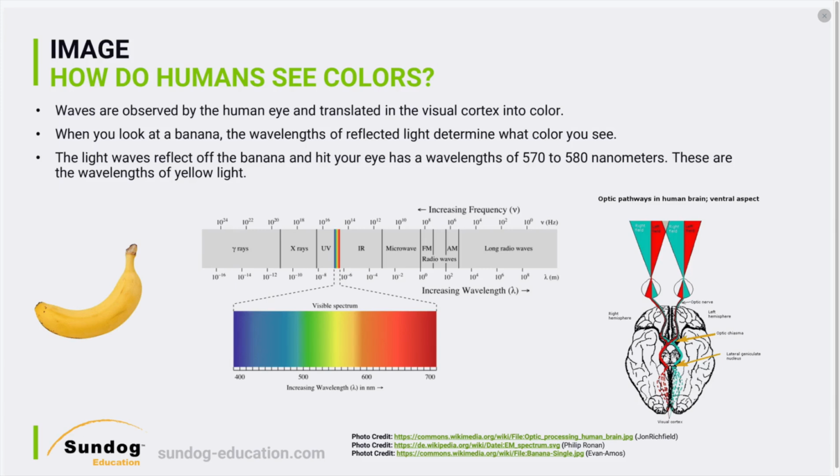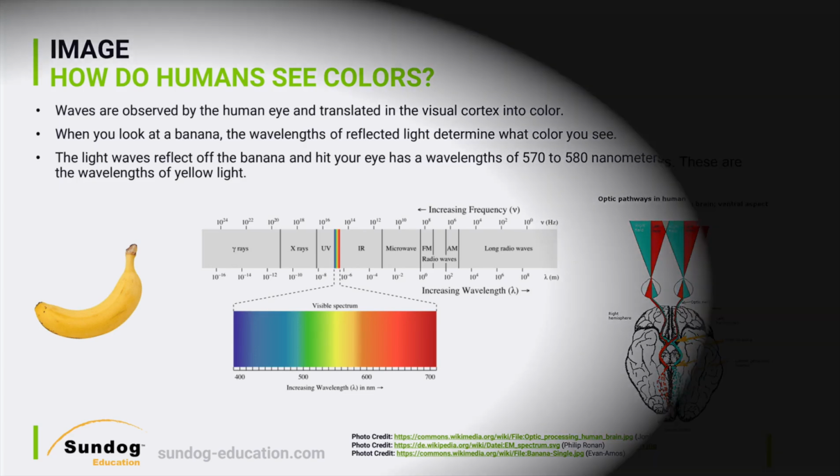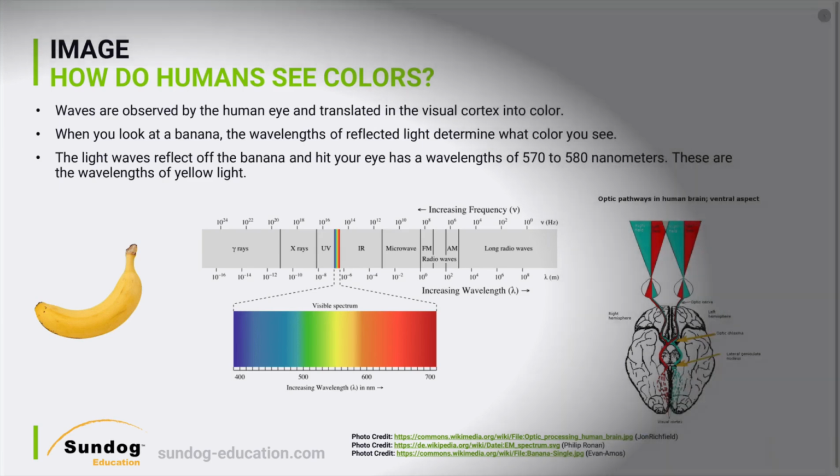All right, so before discussing how we can represent an image digitally, what we want to do here is learn how humans see colors in general. Let's assume that we have this banana, and we want to see how humans, with their eyes and the brain, can see the color yellow, for instance.